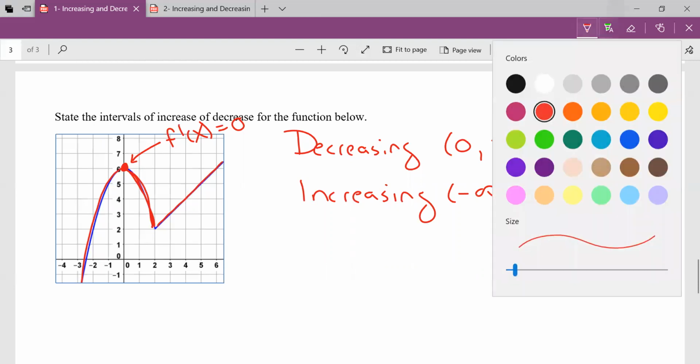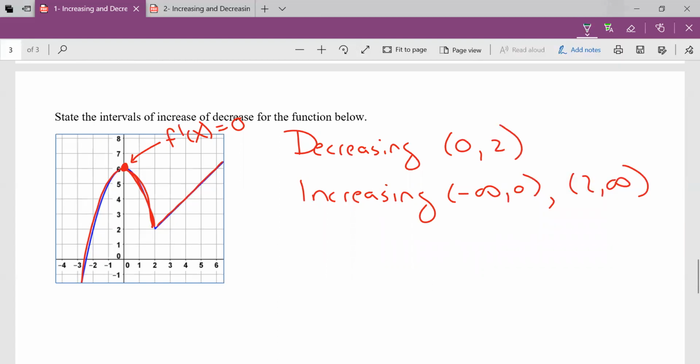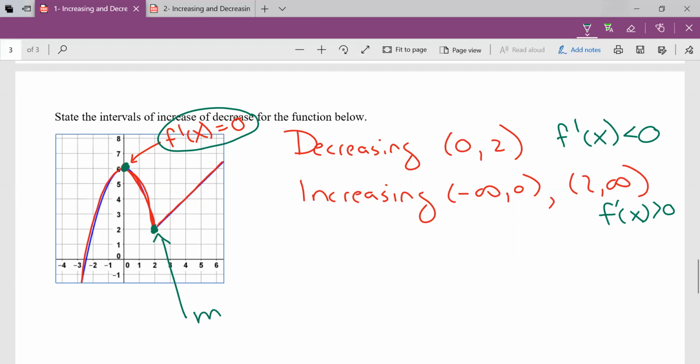Now, again, how do I know that if I'm doing this algebraically? What this means here is my derivative is less than 0. And where I'm increasing, my derivative is greater than 0. Now, notice here, we've got a max. That max is when the derivative is equal to 0. Down here, we have a min. But my friends, this minimum that I have right here, my derivative does not exist at that moment.